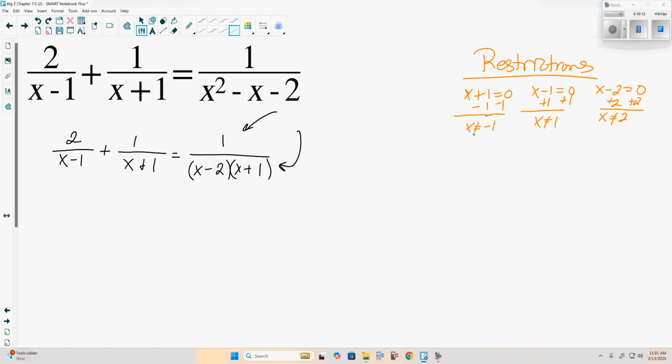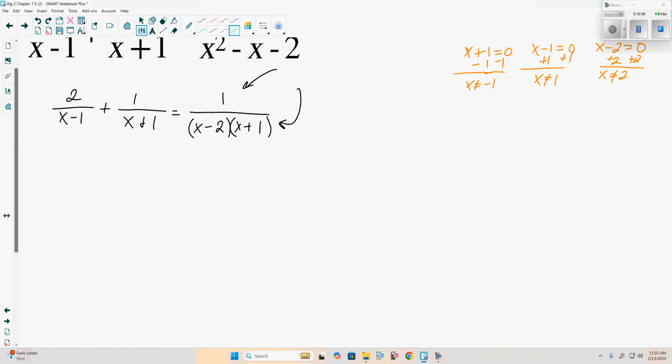And again, that's nice because it just takes a few minutes to do that there. Where on the other side, if we don't look at the restrictions or talk about them, any and all solutions I get, I have to put back into the equation to make sure they work, or pretty much to find if it is a restriction or not. Now, x plus 1, x minus 1, x minus 2.